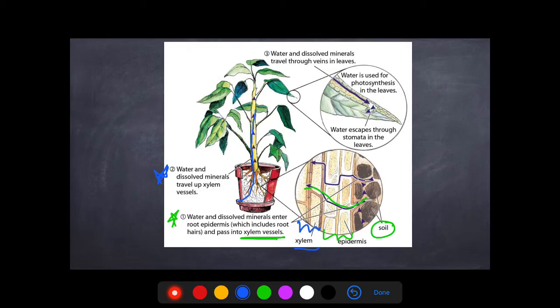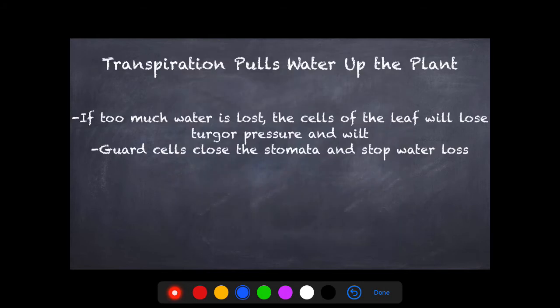So water comes in from the soil, goes up through the stem, through the xylem, and then reaches the leaves. Water and dissolved minerals travel through the veins in the leaves, and then they escape through the stomata, which are the tiny openings that we see here, and then they are released into the environment.